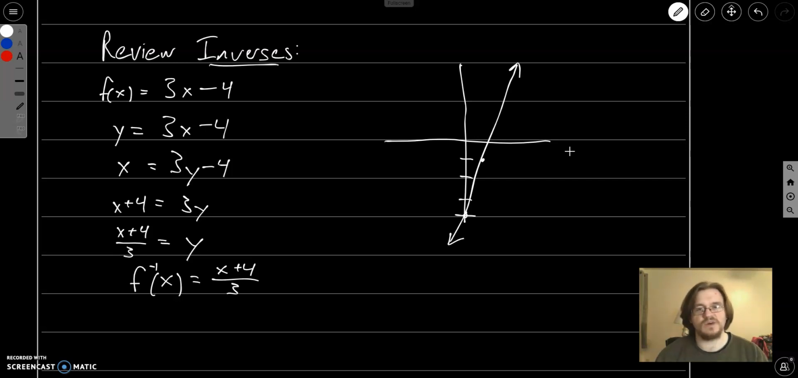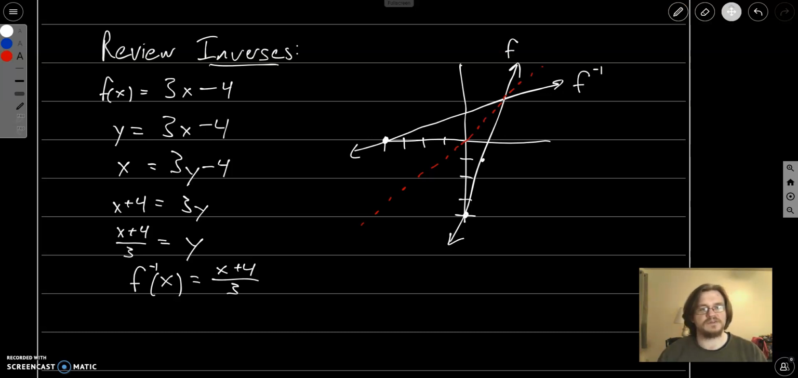When we swap x and y's, all of our x values become y values, and all of our y values become x values. And the easiest way to see this is we'll start swapping our x and y values. Here we have a y value of negative 4. We'll swap that with an x value of negative 4. And then if we graph everything correctly, what we'll see is that we'll have some reflectional symmetry about this line. If we flip it over, we'll see that the graph of the original function, f, becomes the graph of the new inverse function, f inverse.